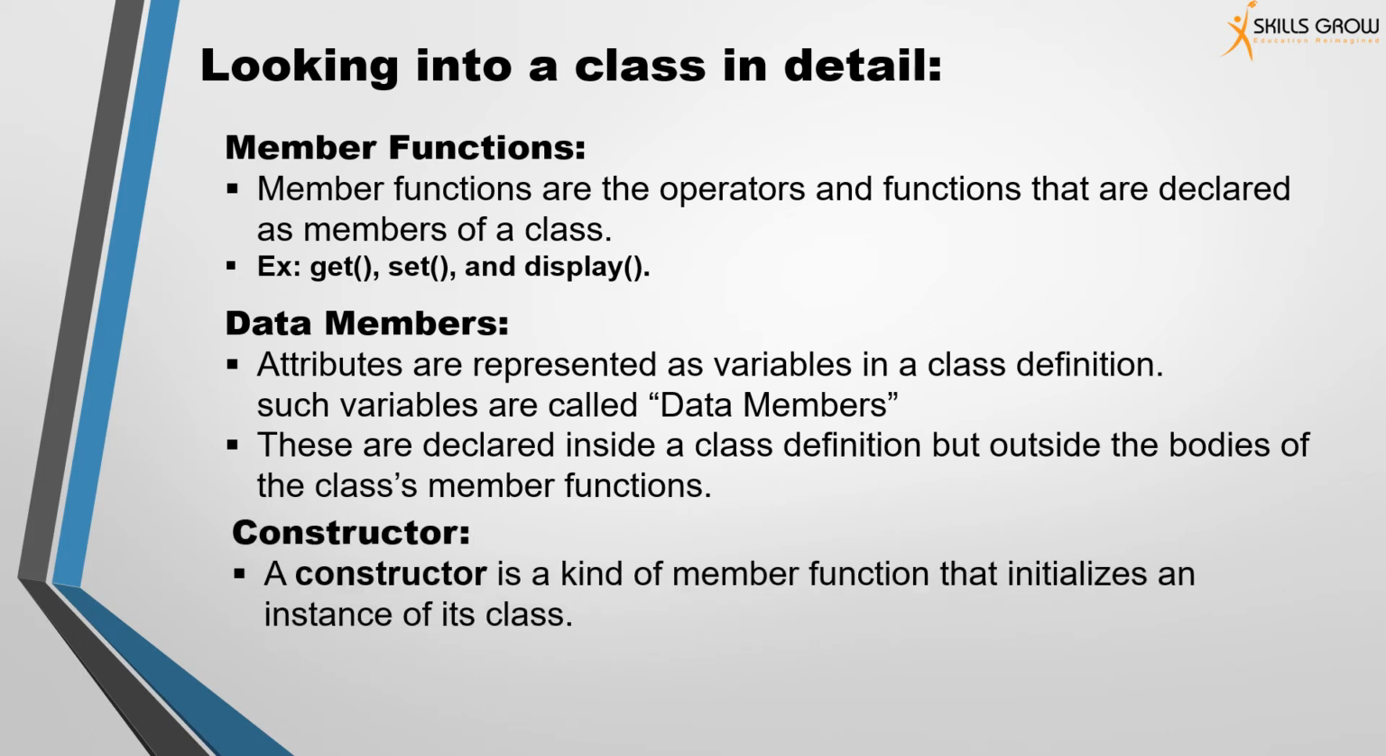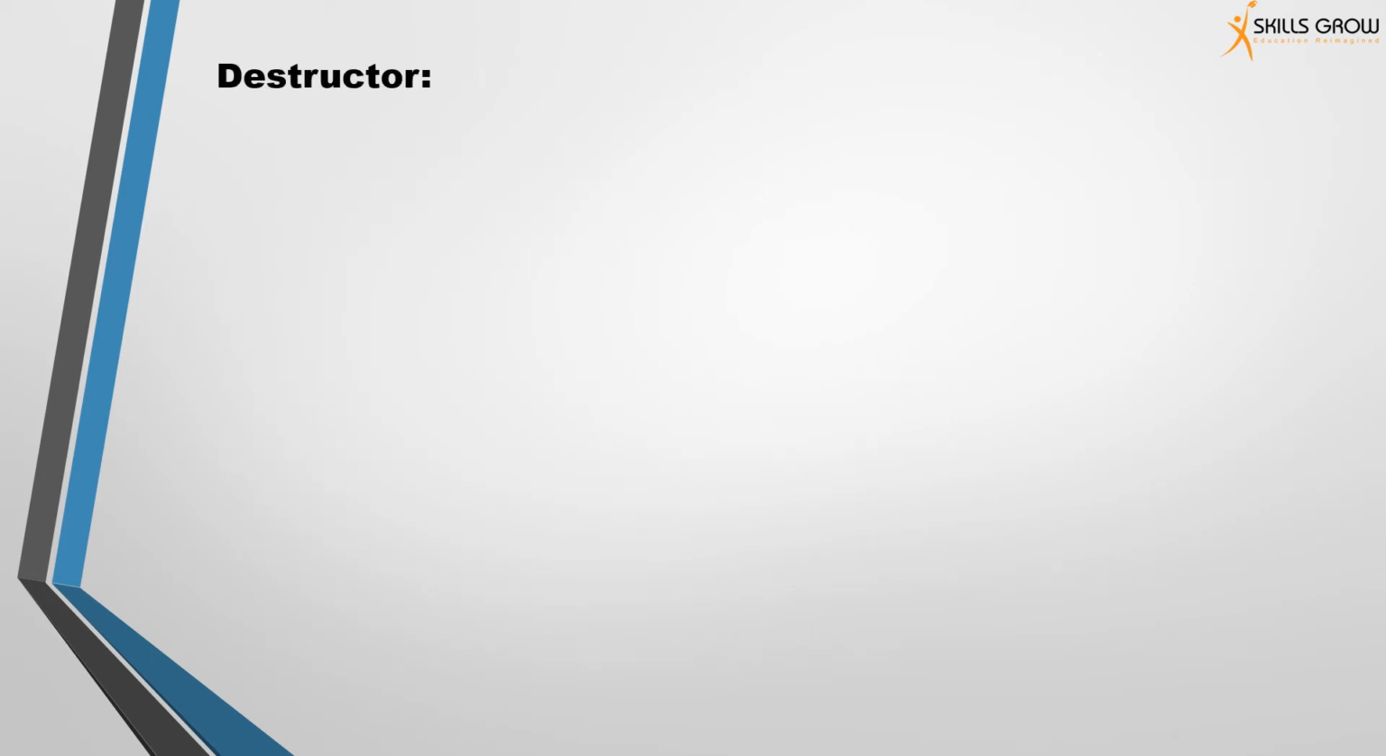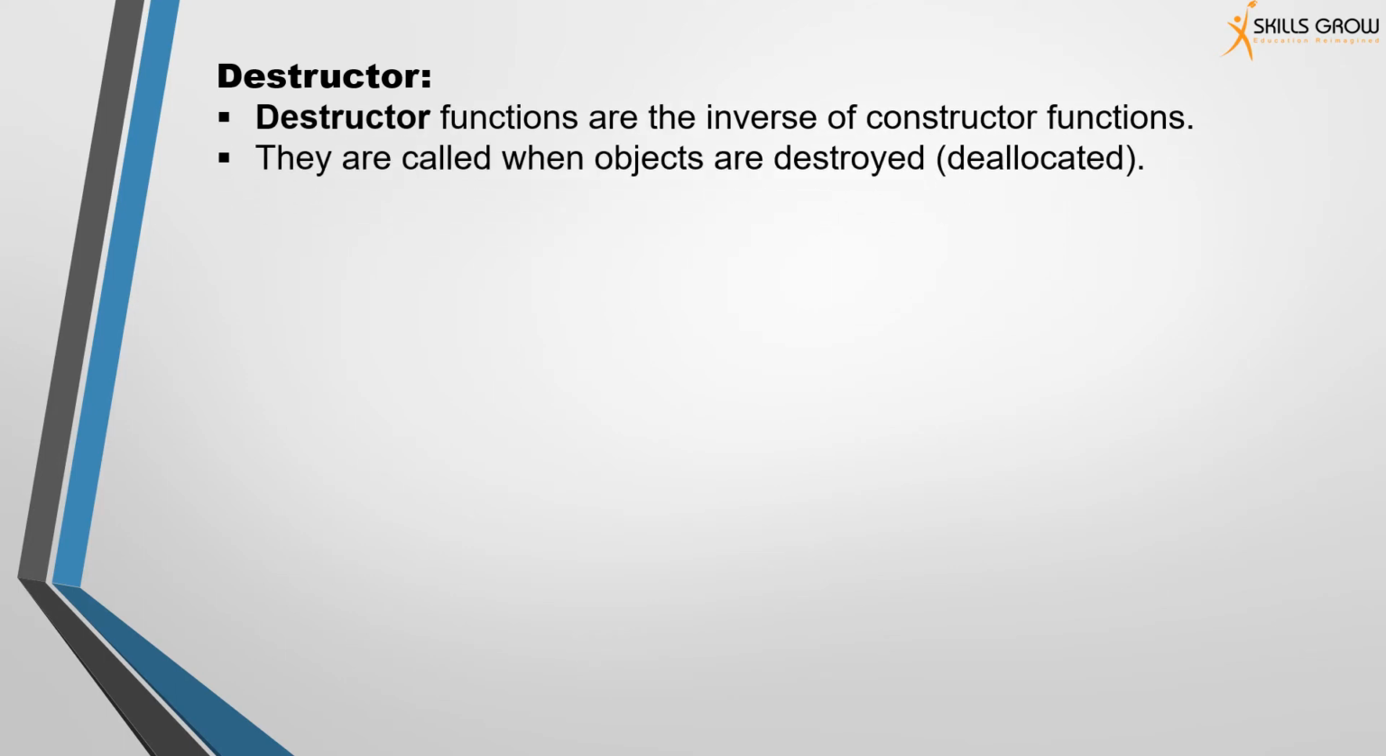Constructor. A constructor is a kind of member function that initializes an instance of its class. A constructor has the same name as the class and no return value. And the destructor. Destructor functions are the inverse of the constructor functions. They are called when the objects are destroyed, in the sense deallocated. We shall learn more about constructor and destructor in a dedicated module in this course.